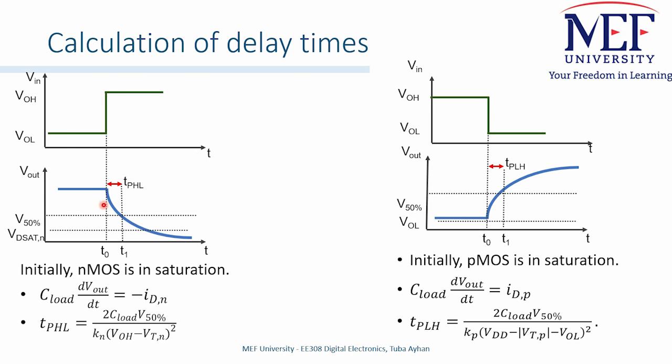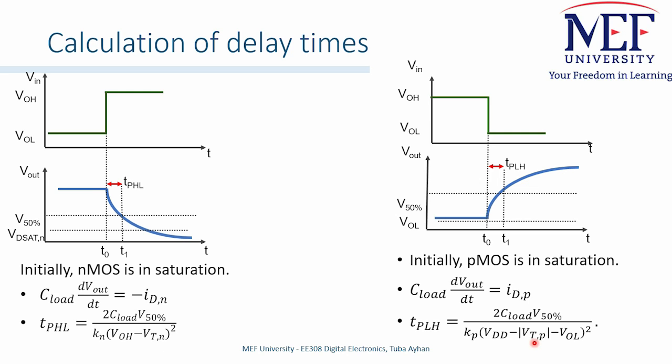For the falling output, the load capacitor is discharged through NMOS. So, when we do the derivations, the resulting expression is a function of Kn and Vt of NMOS. On the other hand, PMOS charges the load capacitance during a transition from low to high. So, TPLH depends on Kp and Vtp.